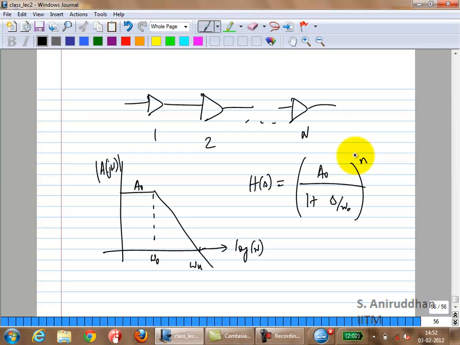So now we know the transfer function. Now it's pretty straightforward to find out the 3 dB frequency. How do you find it? You find the frequency at which your amplitude is 1 over root 2 times the maximum value. What is the maximum value of this? A naught power n.